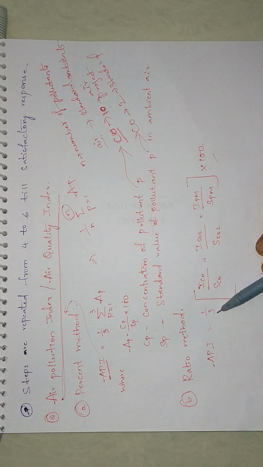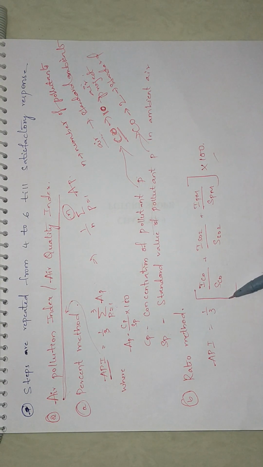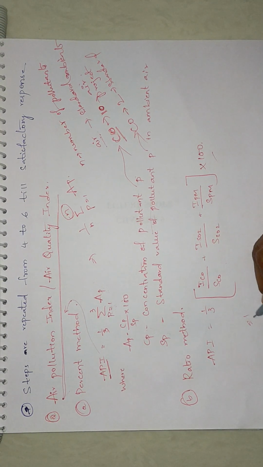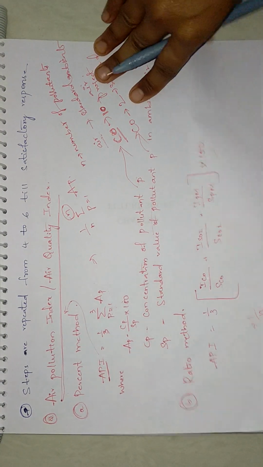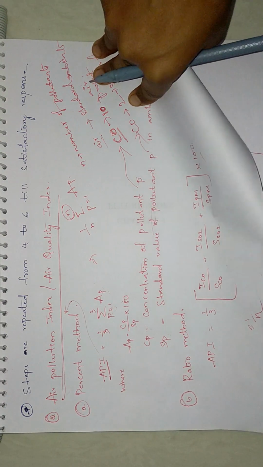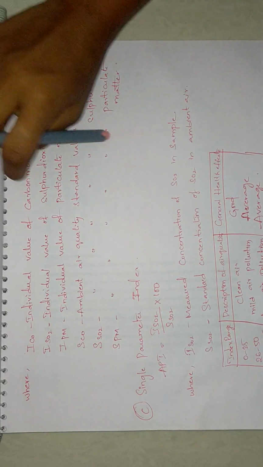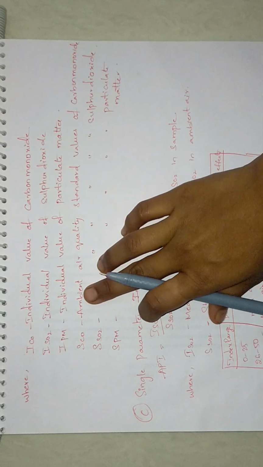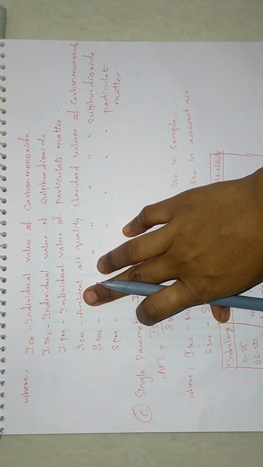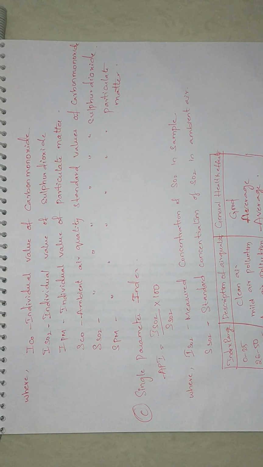Here also, if there are 3 pollutants, it's 1 by 3. If there are 4, it's 1 by 4. So generally you have to take it as 1 by n. For example, I just wrote 1 by 3. And next, in the formula we have ICO by ISO2 and IPM by ISPM. So it's the individual value and the ambient standard value: I for individual value, S for standard value.